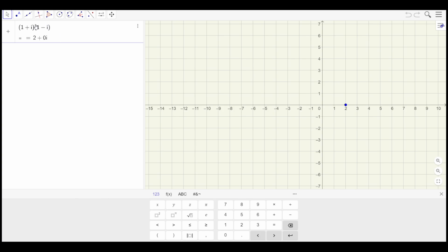So what is this written here? GeoGebra is acting very weird. So it understands that this is a complex number. Ah, that's correct. So it is actually doing it correctly. It is writing 2 plus 0i. It means 2. Why is that 2? Because that is the conjugate rule. So this becomes 1 minus i squared. But what is i squared? i squared is -1, so 1 minus minus 1 becomes 2.